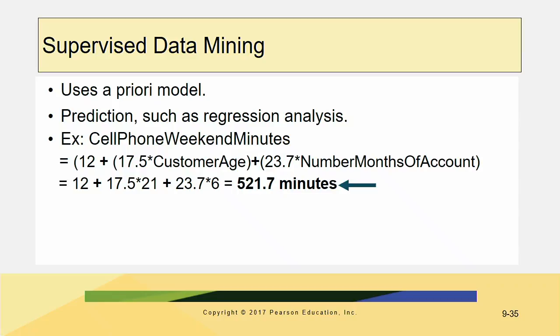The big difference about supervised versus unsupervised: supervised uses an a priori model, meaning we have a hypothesis going into this. We think that the number of hours you spend watching Netflix is inversely proportional to your GPA, right? That might be my model going into this. We think your age determines how many cell phone weekend minutes you use. So we go into something like that, and we see if there's evidence to support our hypothesis, right?